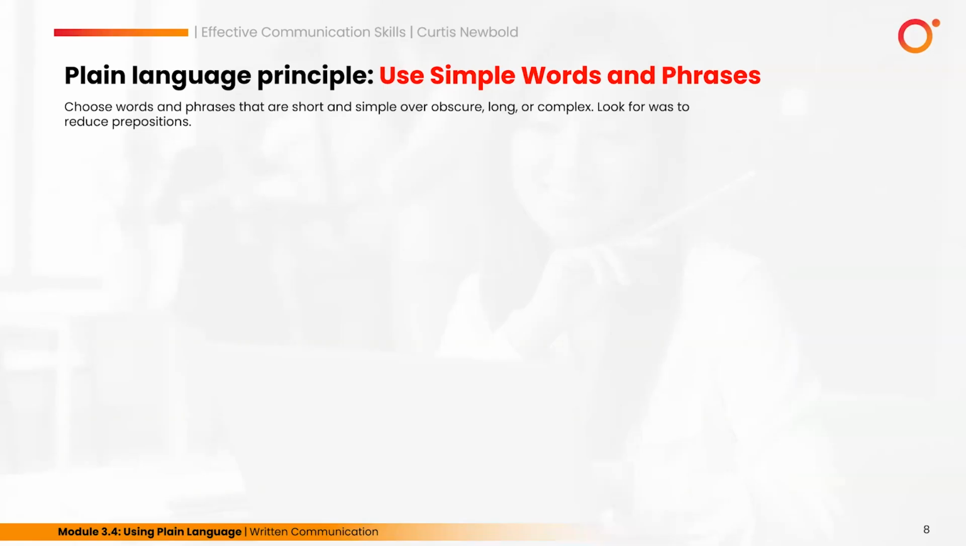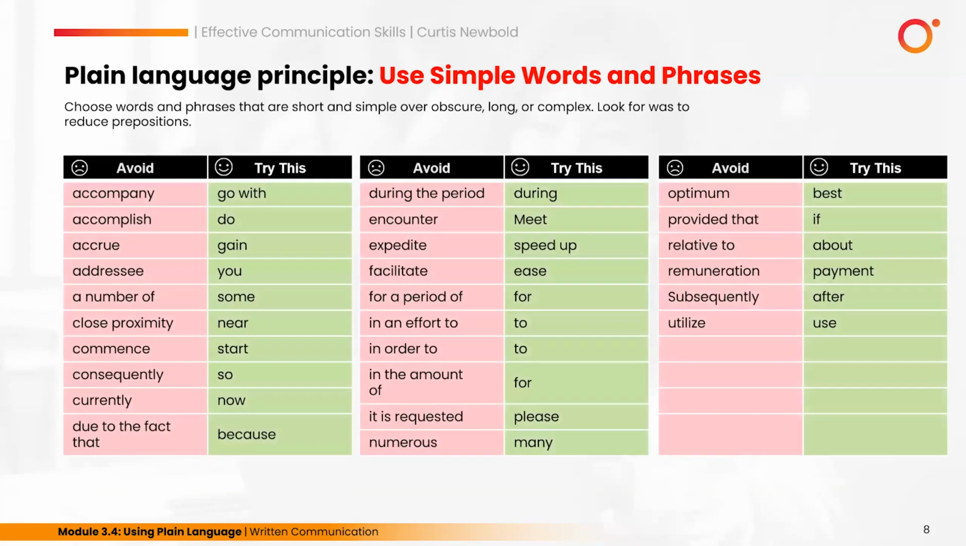So choose words and phrases that are short and simple over obscure or complex. Look for ways to reduce prepositions. So you can see here the words to avoid there on the left. You can change words like accomplish to do. It's just a simpler word. They're both understandable, but try to go for the simpler word when you can. Rather than accrue, you can say gain. Addressee, you can say you are the addressee.